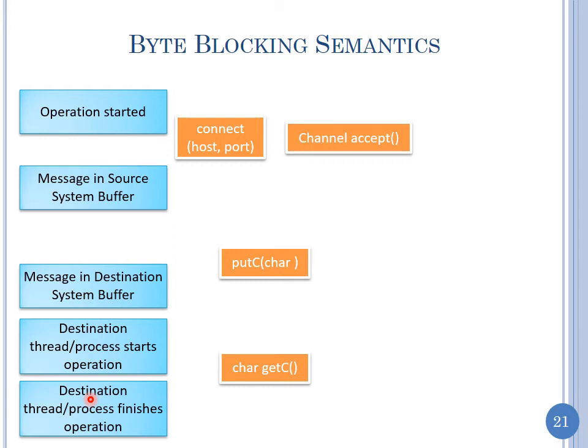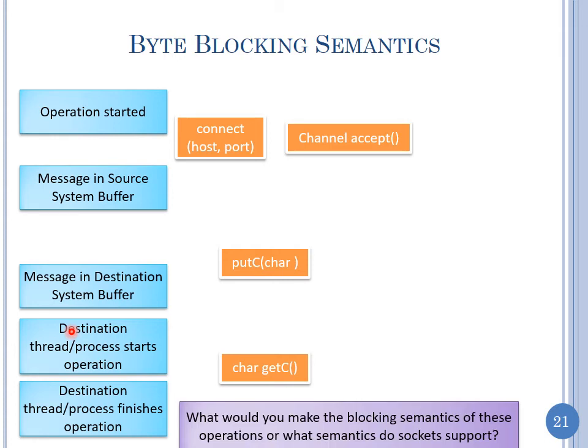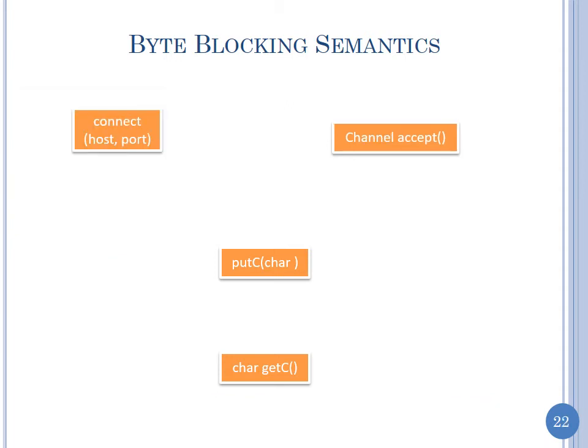So we want to design the blocking semantics of each of these operations. There are all these times, and we can pick from these times and determine when these operations unblock. So let me go to your slide. What would you make the blocking semantics of these operations, or what semantics do sockets support? That's the same question, I believe, though you can maybe improve on sockets in some way. So we essentially derive the answer.